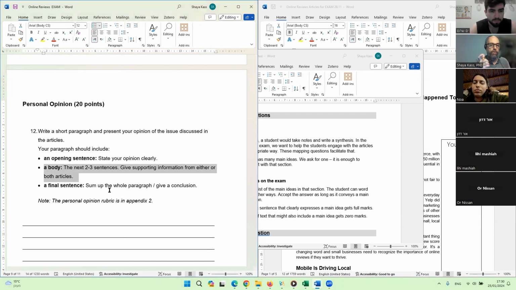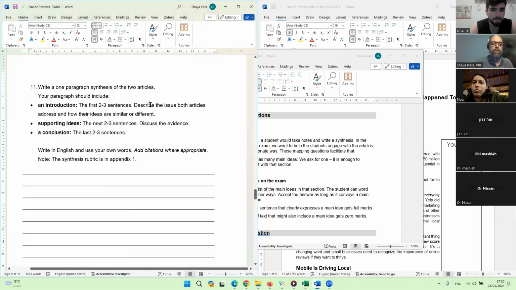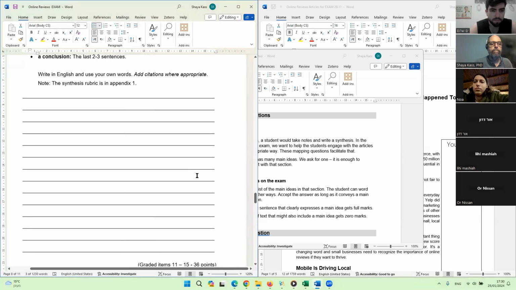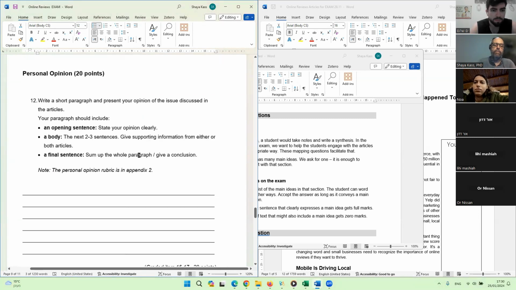For your opinion, you don't have to use both articles, but here you have to use both articles. Describe the issue of both articles. It doesn't even say that here, really should, that you have to bring in information from both articles. And then the last sentence of the opinion paragraph is sum it up, restate your opinion.